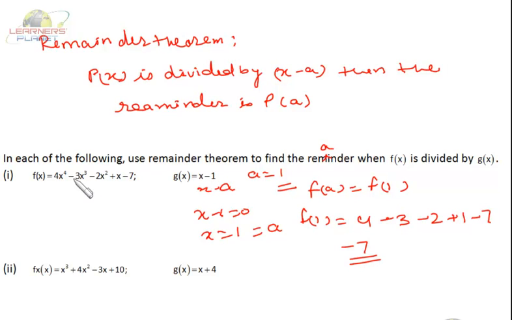So if f(x) is divided by x minus 1, the remainder will be minus 7. And that remainder we are calculating not by performing the actual division, but by using the remainder theorem. Okay, so I hope you are clear. Let's take the next example.